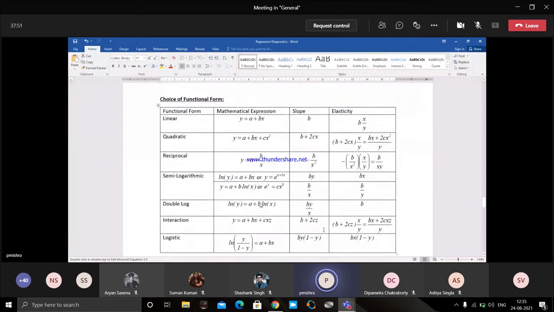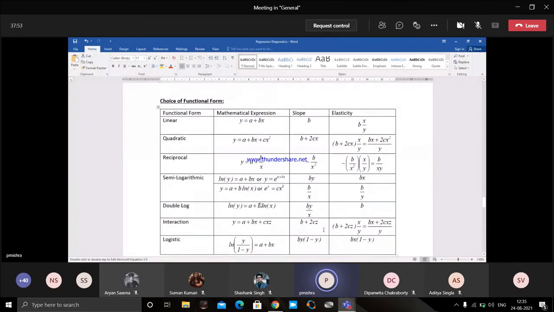I'll now move to the other issue, that is choice of functional form. Here I have just highlighted a few possible functional forms that we often use in economics.